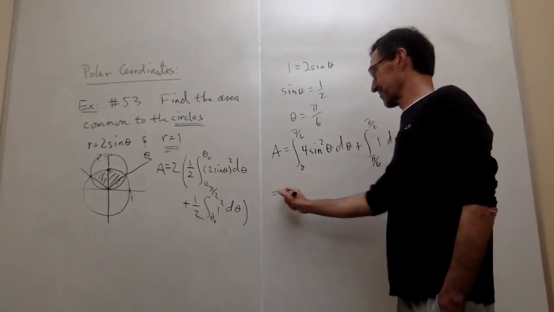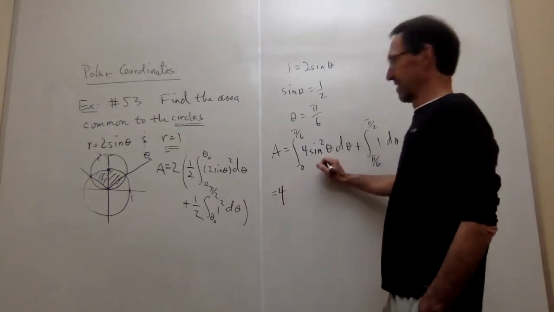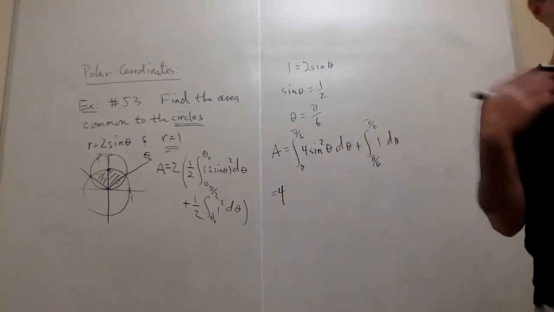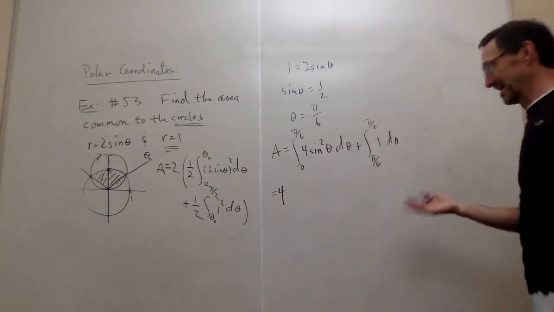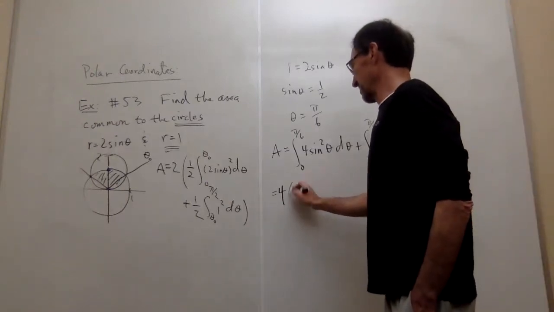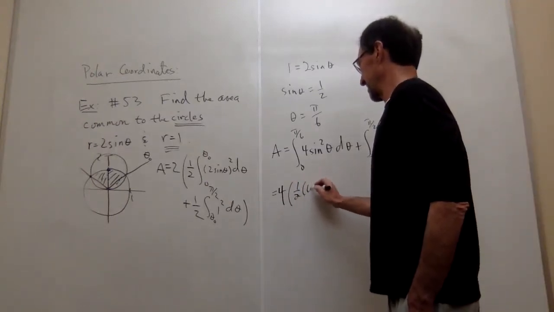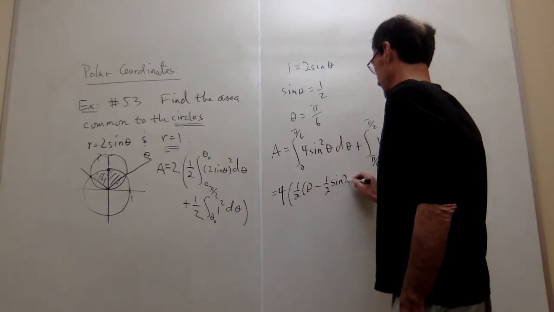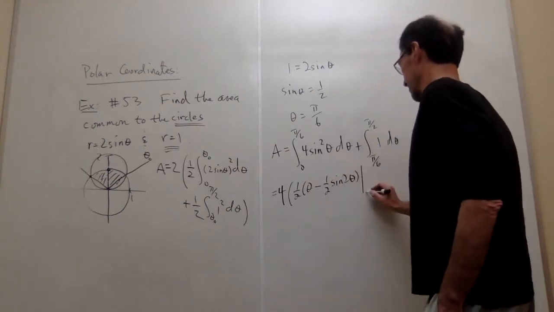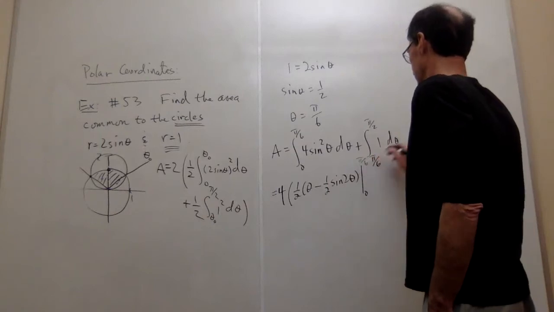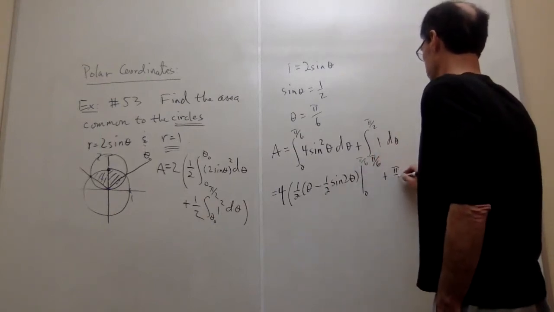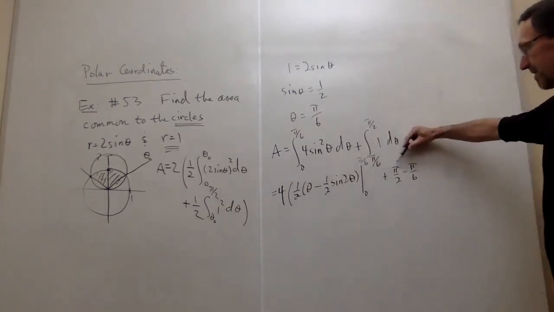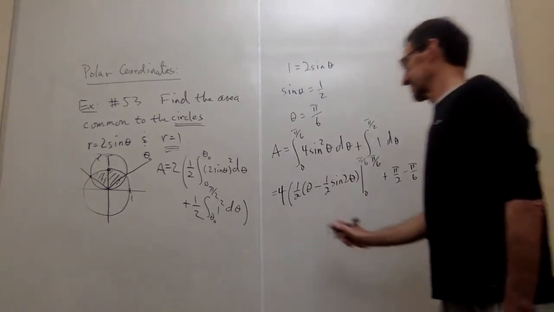But remember, let's take the 4 out. I asked you to memorize the antiderivative of sine squared. I told you we're going to see it every now and then. And we've seen it every now and then. So thank goodness we memorized it. We get 1/2 theta minus, because it's sine, another 1/2 sine 2 theta, from 0 to pi over 6. And over here, we just get pi over 2 minus pi over 6. Right, the antiderivative is theta, plug in pi over 2, subtract pi over 6.